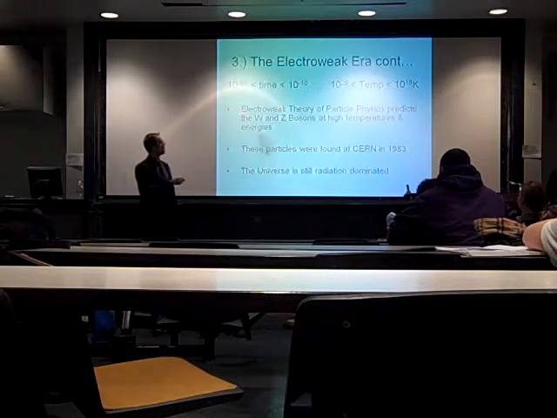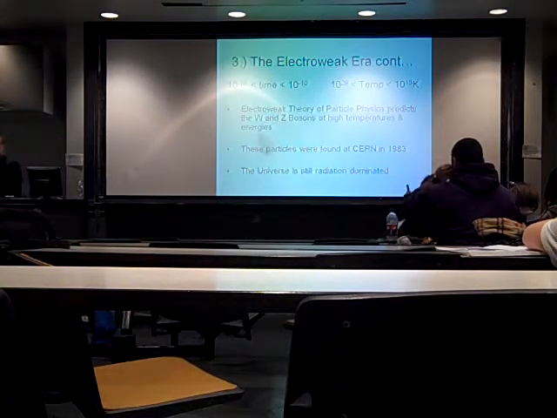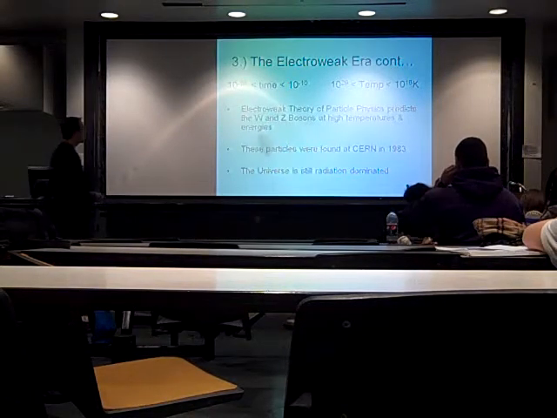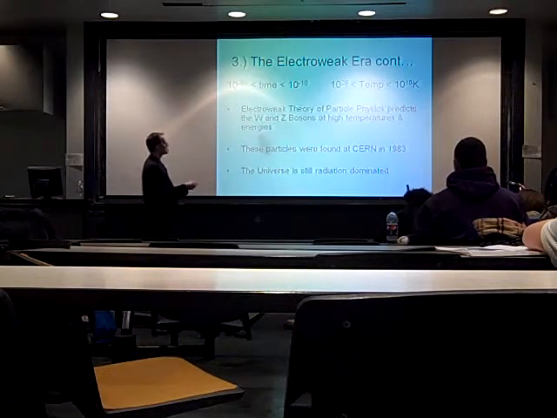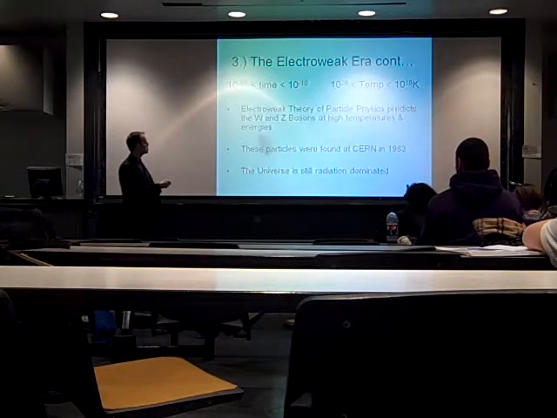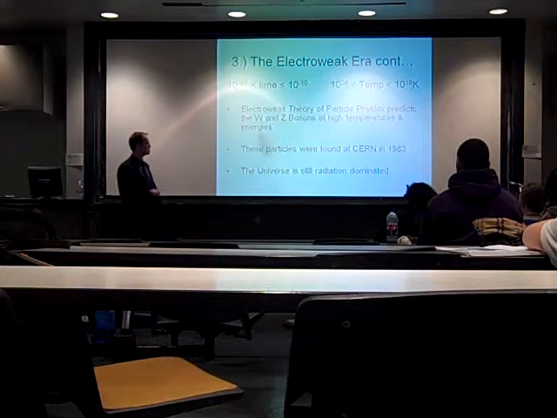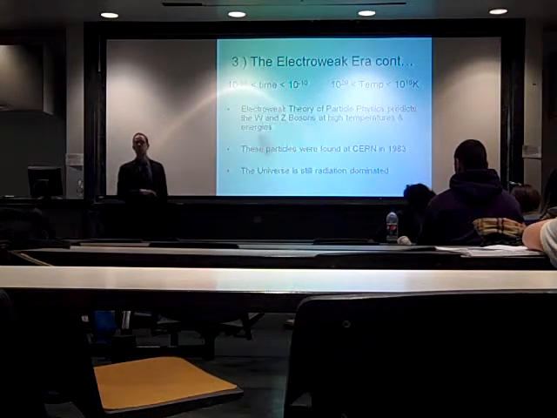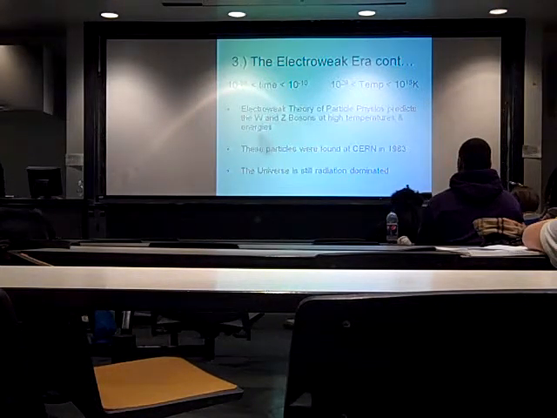So we have an electroweak theory of particle physics, and that predicts W and Z bosons, which we talked about when we talked about the standard particle theory of physics. So they should come into existence at these high temperatures and energies, and these particles were actually found at CERN, where the LHC is right now, in Switzerland/France in 1983. But again, in this period, the universe is completely radiation dominated. So there's photons running the show.